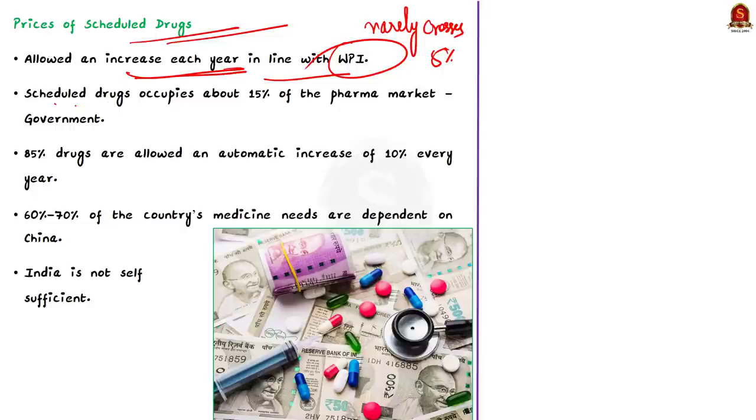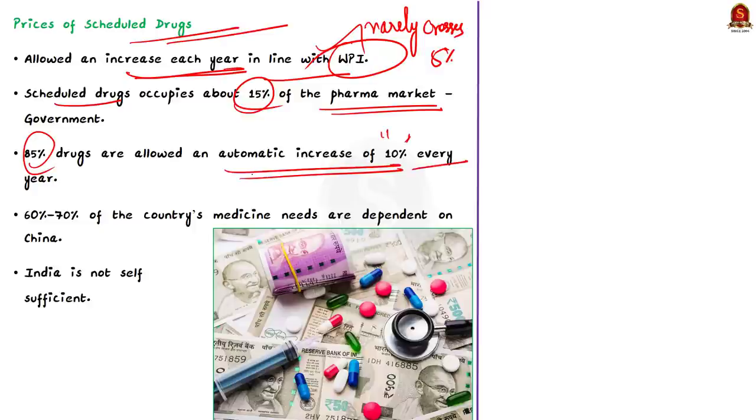See, the scheduled drugs, which occupy about 15% of the pharma market, are allowed an increase by the government as per the WPI or the Wholesale Price Index. The rest 85%, those drugs are allowed an automatic increase of 10% every year. The pharma lobby is now asking for at least a 10% increase for the scheduled drugs too, instead of going by the WPI. Now, we should know why the input costs of medicines are high in India.